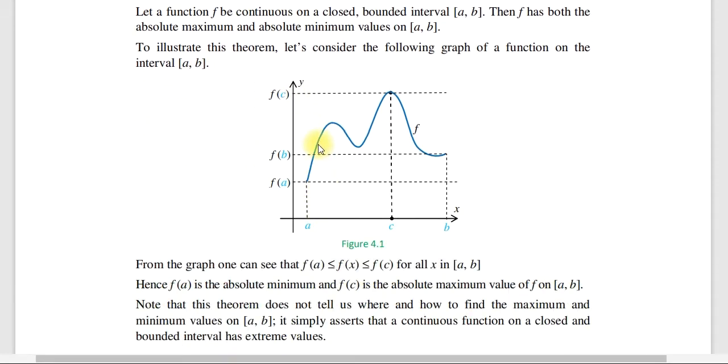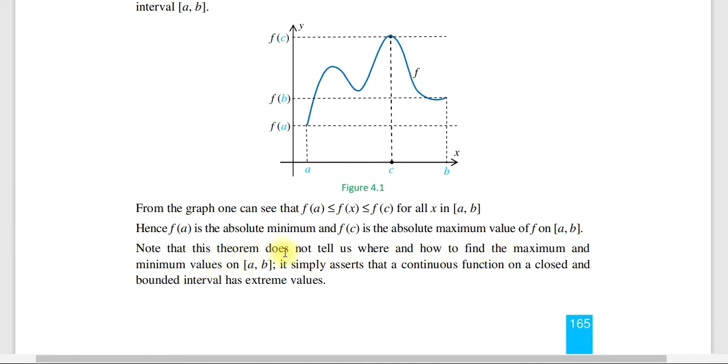For example, look at this graph. We have f(c), f(b), and f(a), and here there are a, b, and c. The graph runs from a to b. Okay, so from the graph one can see that f(a) is less than or equal to f(x), which is less than or equal to f(c), for all x in the closed interval [a, b]. Hence f(a) is the absolute minimum and f(c) is the absolute maximum value of f on the closed interval [a, b]. As you know, f(c) is this point, the maximum, and f(a) is the minimum point, which is the absolute minimum, and this is the absolute maximum.